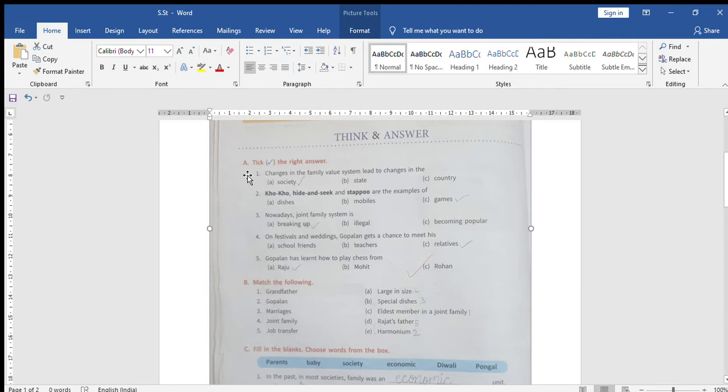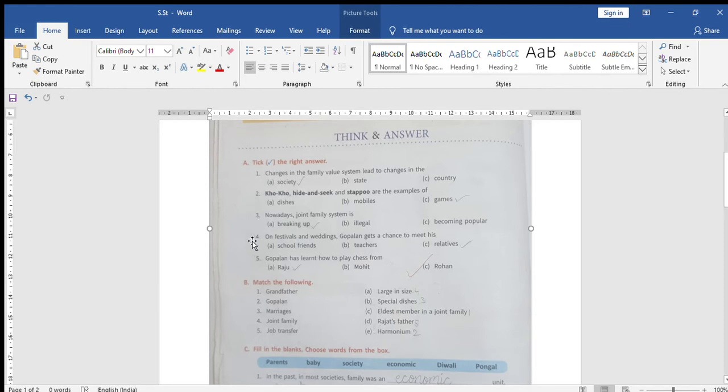First question is, changes in the family value system lead to changes in the, answer is society. Second, Coco, hide and seek, Stapu are the examples of, the answer is games. Third, nowadays joint family system is, answer is breaking up.